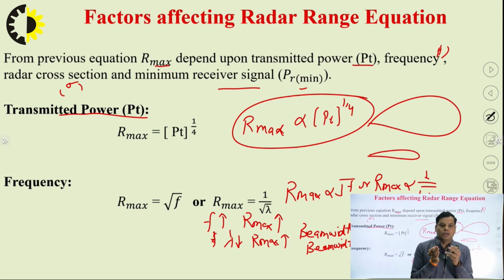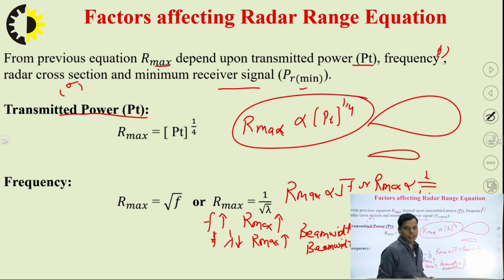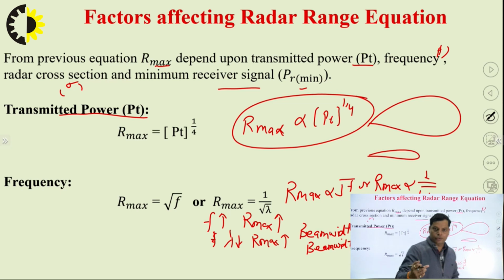So there is a conflict here for this frequency. That means the beam width will reduce. So the target only receives some specific portion, and the radar is not able to give the correct information regarding the shape and size of any target. So this is one important thing that we have to take in. So frequency we can increase in a limited manner only, so that its beam width is not affected so much.